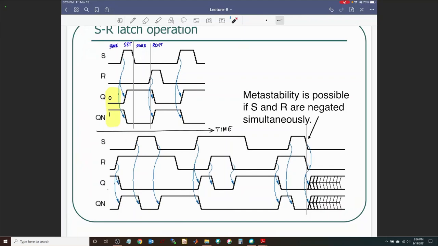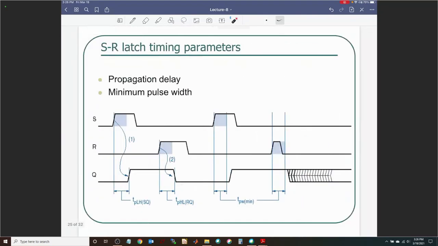Questions? No. All right. Let me move forward here with some timing parameters that we have to be very careful about. Thank you, Andrew. Set, reset, and Q are being monitored, and we are trying to look at two parameters that, if we break these timing constraints, then we will have metastability. One is the timing parameter. The main one that we have to follow is the minimum pulse width.